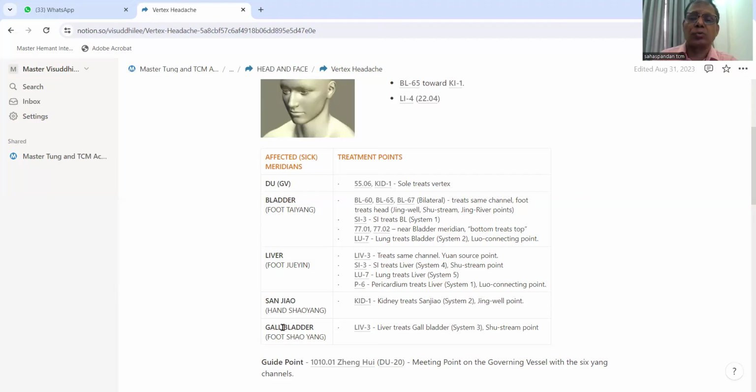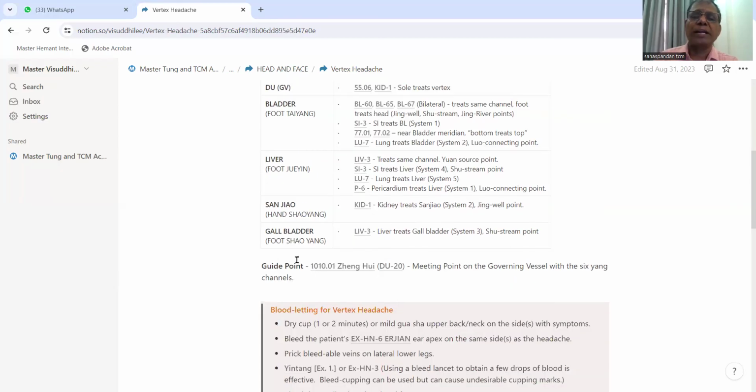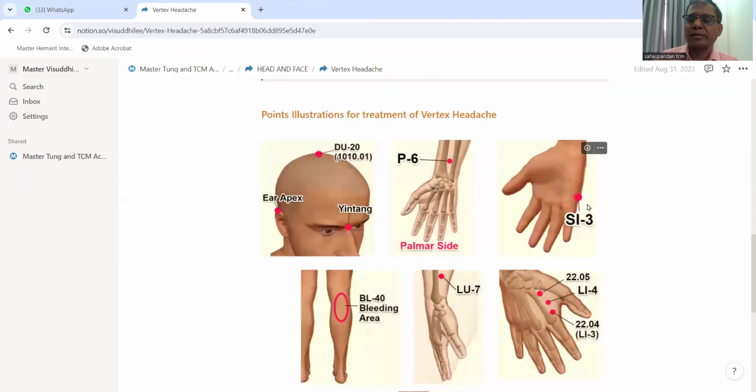If the Sanjiao, triple heater meridian, is affected, treat Kidney 1. If the gallbladder meridian is affected, Kidney 3, and the guide point is 1010.1, which is the DU20 point. These are the points which I discussed now.